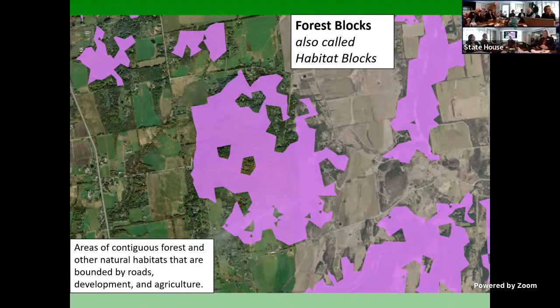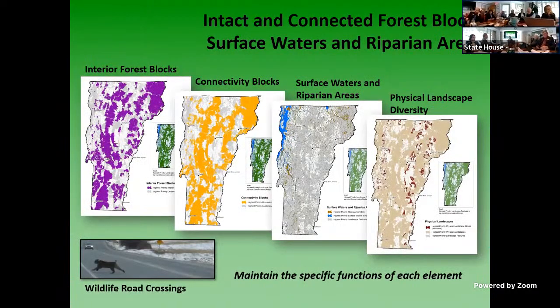The Fish and Wildlife Department, led by Mr. Sorensen, mapped 4,055 habitat blocks in the state of Vermont. Say that again? I believe it's 4,055.